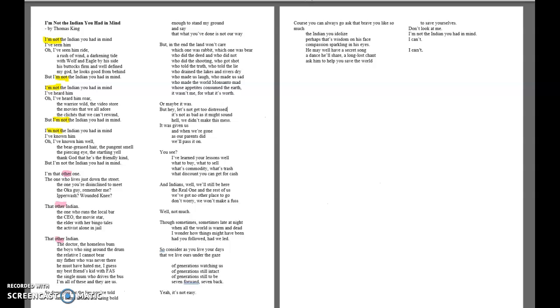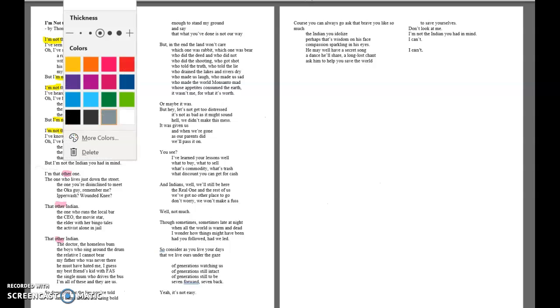So we can tell that there's a shift in the idea and the story that's being shared in this poem just by the shift in the repetitiveness: I'm not versus other. And so we can also see the first thing that happens in this poem.